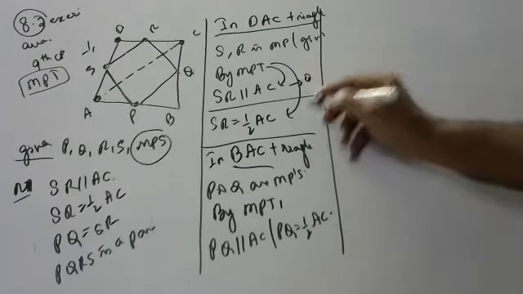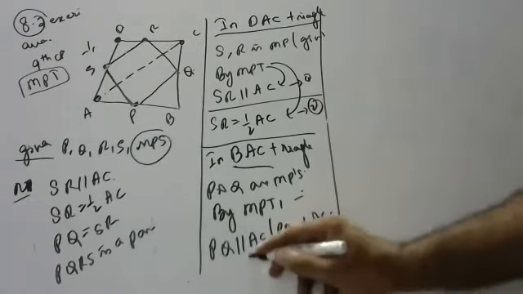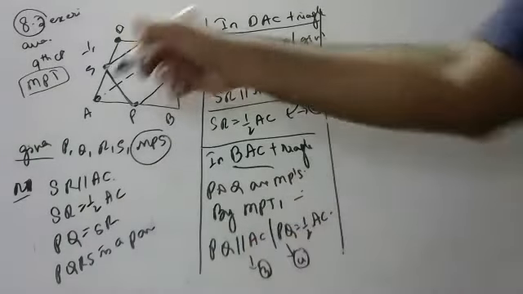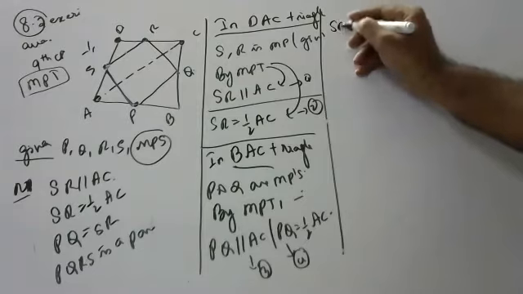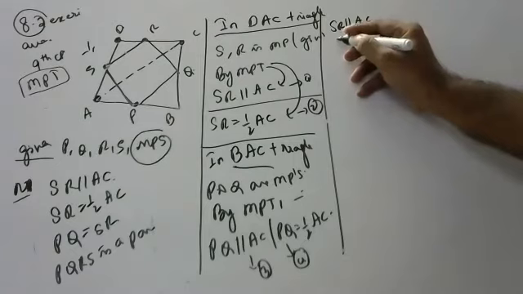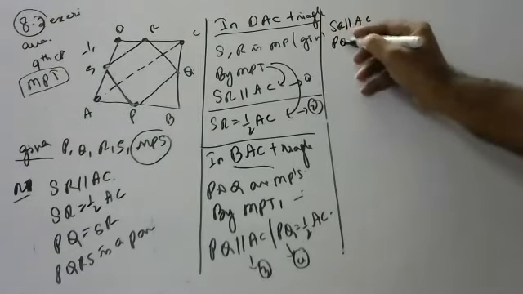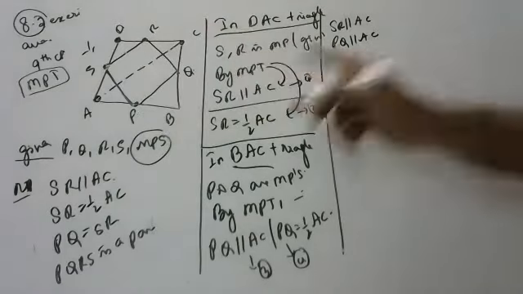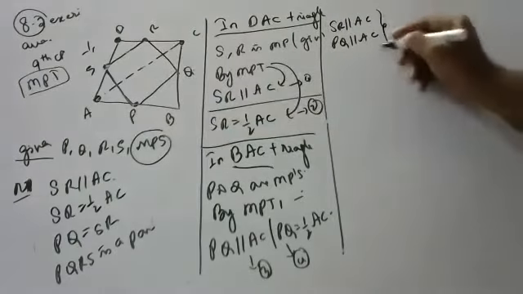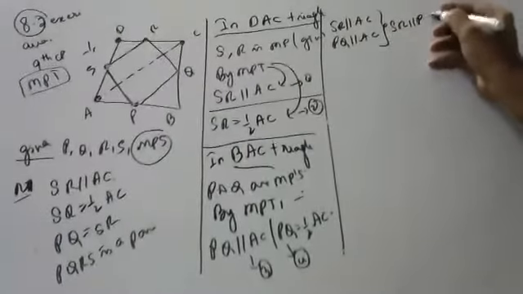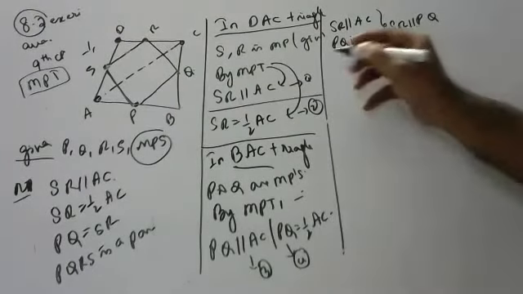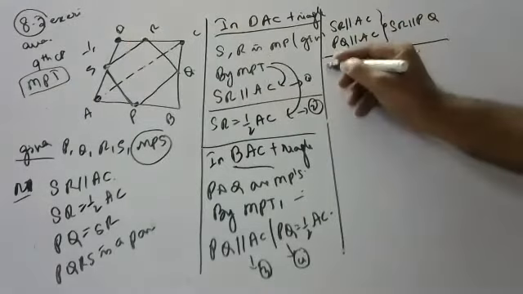So, children, this is 1, this is 2, this is 3, and this is 4. From 1 and 2, children, try to understand. SR is parallel to AC, and PQ is also parallel to AC. From these both, can I write SR is parallel to PQ, children? Yes, sir.